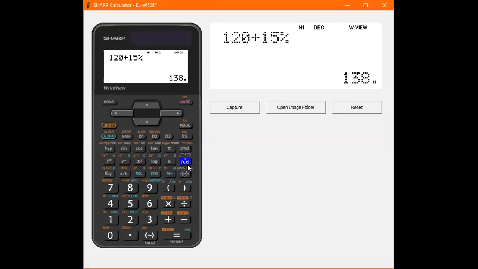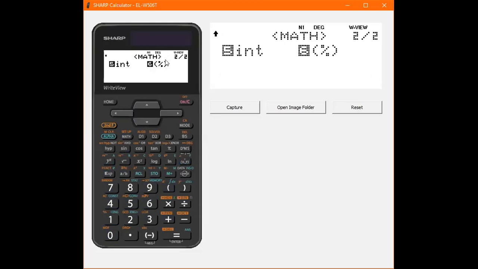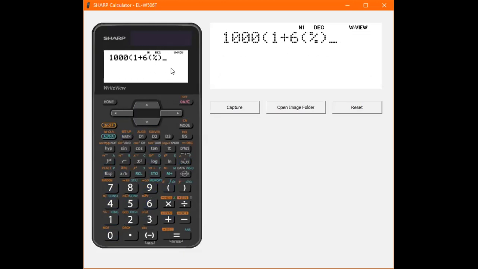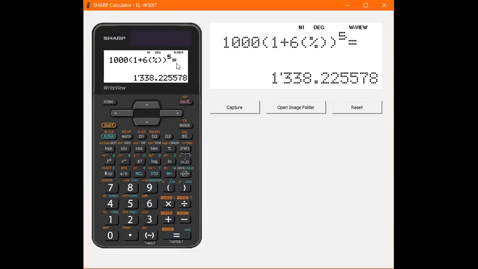Now we want to do a question with compound interest, for example. Say we have 1,000 Rand, and we have 1 plus, and say our interest rate is 6%. If I did this now, you'd see it would give me an error. So we've added another percentage function. You go to math, and over here to number 6, you press 6, and now it will allow the percentage function in there. It's going to make that a 6% instead, and then close your brackets, and then we say to the power of, let's say 5 years, and there's your answer. So that's the difference between the two percentages.